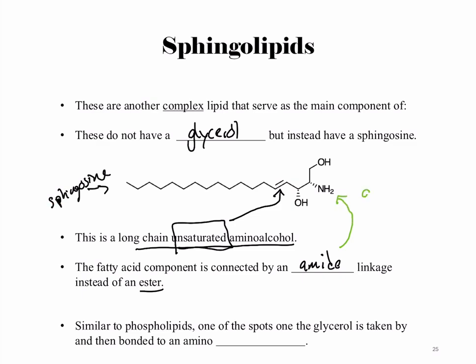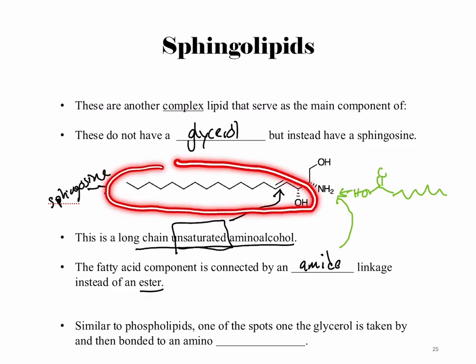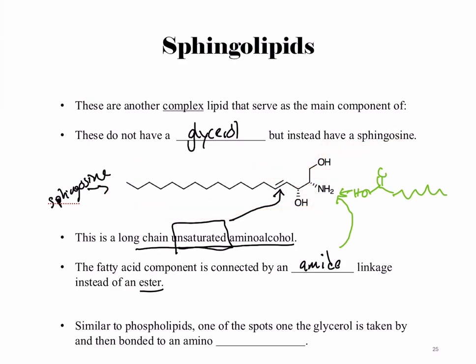So this is where we'll have our fatty acid binding to this point. This would be the long chain amino alcohol that kind of replaces the role of the other fatty acid. And then at this position here, we're going to have our phosphate and our amino alcohol. So they're very similar to phospholipids. So this is taken by an amino alcohol.